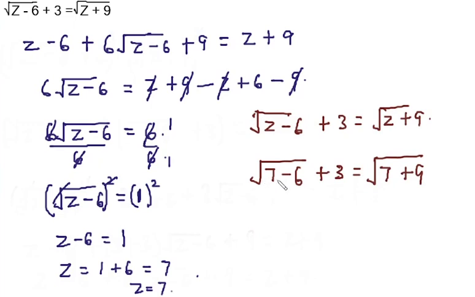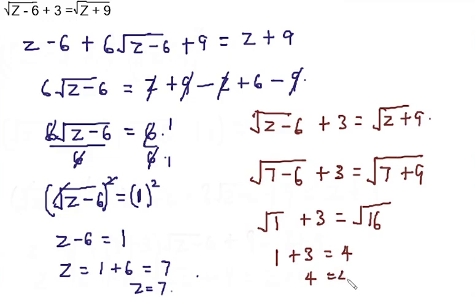So if you check here, 7 minus 6 is 1. So I have square root of 1 plus 3. And then this is equal to square root of 7 plus 9 is 16. So square root of 1 is 1 plus 3. This is equal to square root of 16 is 4. 1 plus 3 is 4. So we have 4 is equal to 4. Therefore, our answer is correct.